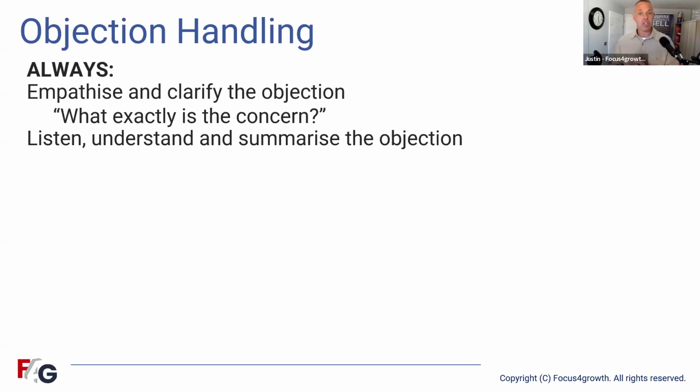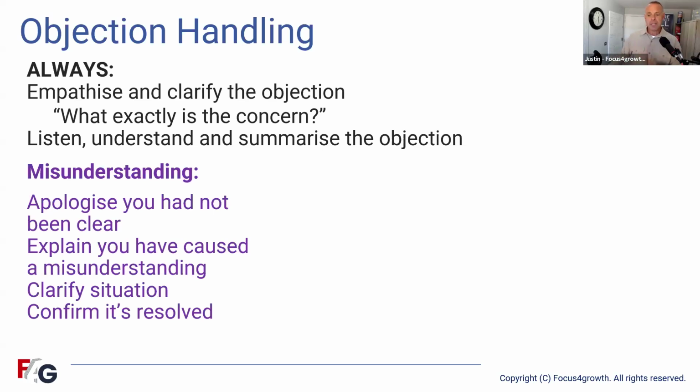Once you've done that, there are a couple of things happening. One is that the customer feels heard and understood. When you summarize it back, you also help the customer to clarify, yes, that is what I'm saying. And it helps you to clarify exactly what that objection is. It also gives you a bit of time to take stock, have some space, and think about how you handle it. In terms of the three different types of objections, the misunderstanding is quite straightforward. If somebody thinks something is one thing and it's actually another, we always own the objection.